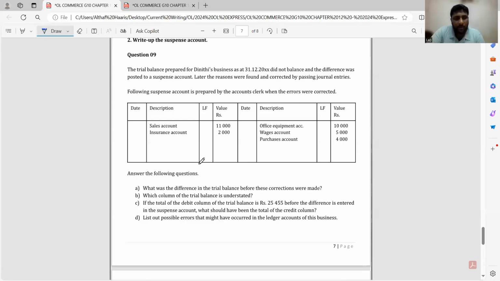So, can you all try question number 9? The trial balance was prepared by Dinity Business on 31st December 20XX. It did not balance and the difference was posted to a suspense account. Later, the reasons were found and corrected by passing journal entries. The following suspense account was prepared by the accounts clerk when errors were corrected. Answer the following question. What was the difference in the trial balance before the corrections were made?